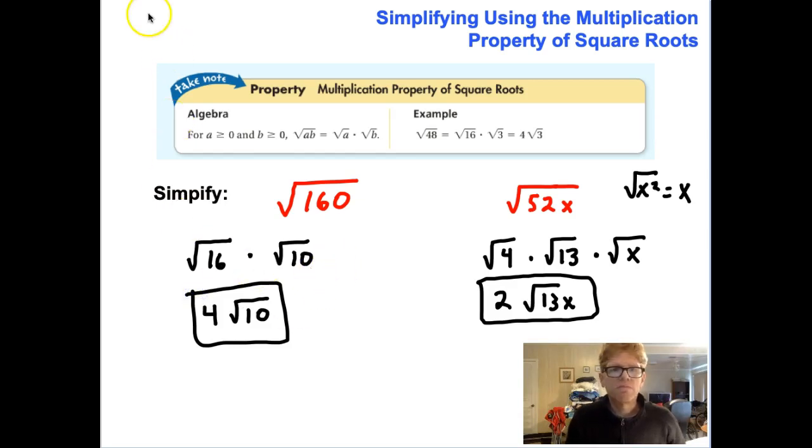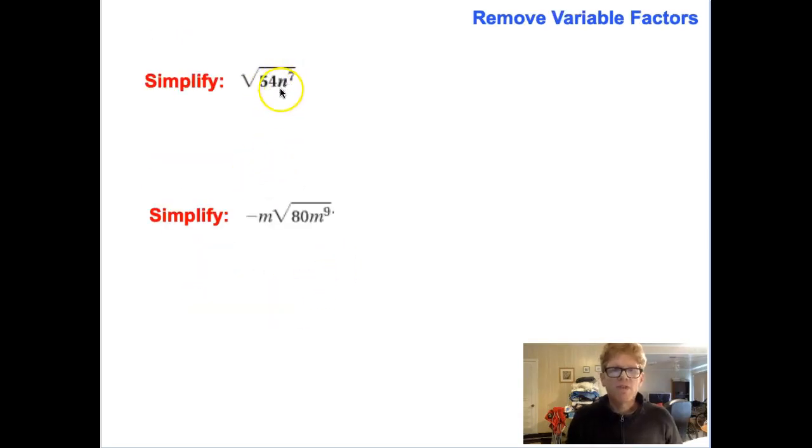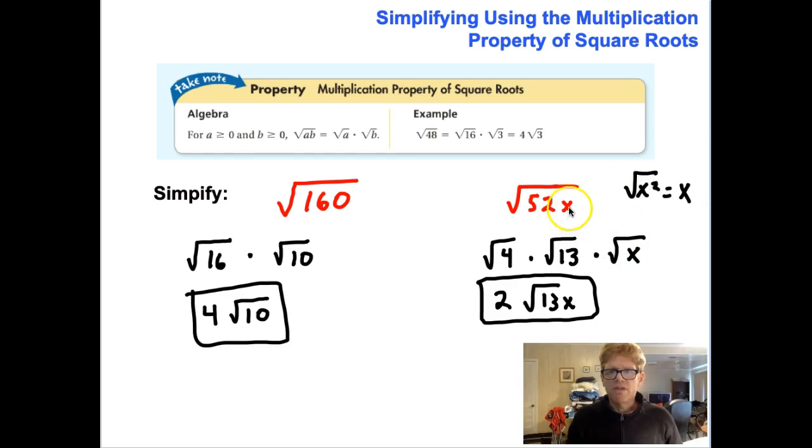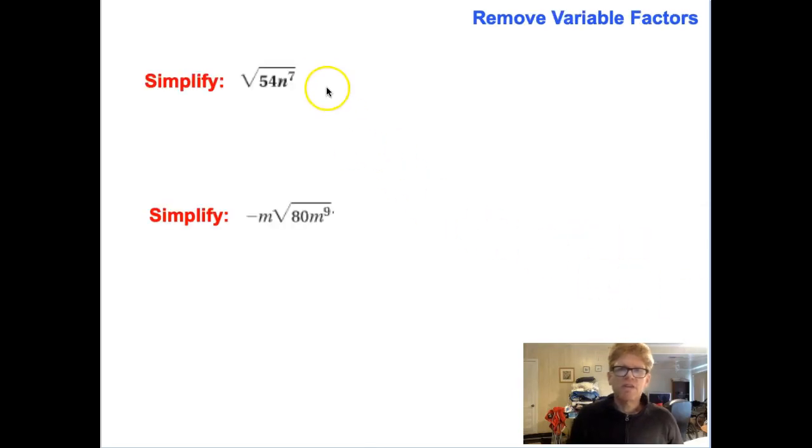Now you'll look at these problems and notice that they have variables in them, much like our last one did that we worked on. If you remember, we had a variable underneath there and we had to do something with it. So this gives us a little bit more opportunity to practice that. In this case, though, we don't have a single n, we have n to the 7th. We want the square root of 54 times n to the 7th.